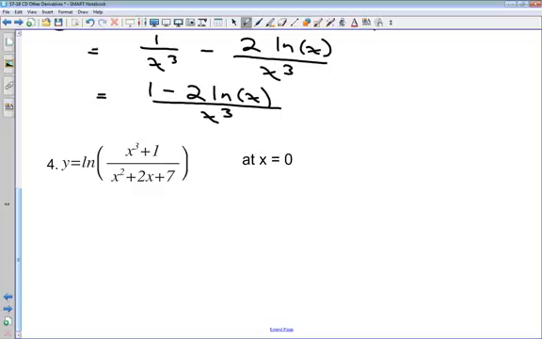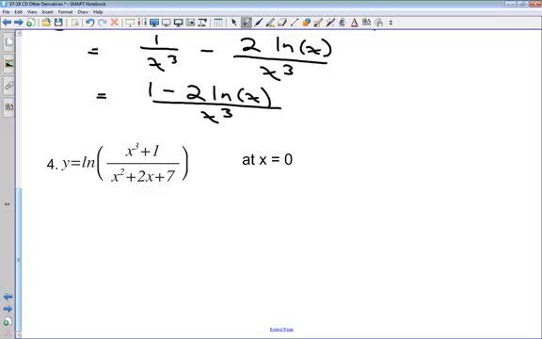Now what rules, how would you approach taking the derivative of this function? There's an easy way and there's a hard way. The hard way would be to use the chain rule to do the derivative of the ln first and get 1 over (x cubed plus 1) over (x squared plus 2x plus 7), and then use the quotient rule to get the derivative of that inner function. That'll work, but it's a little bit harder. It's partially because you're using the quotient rule there.